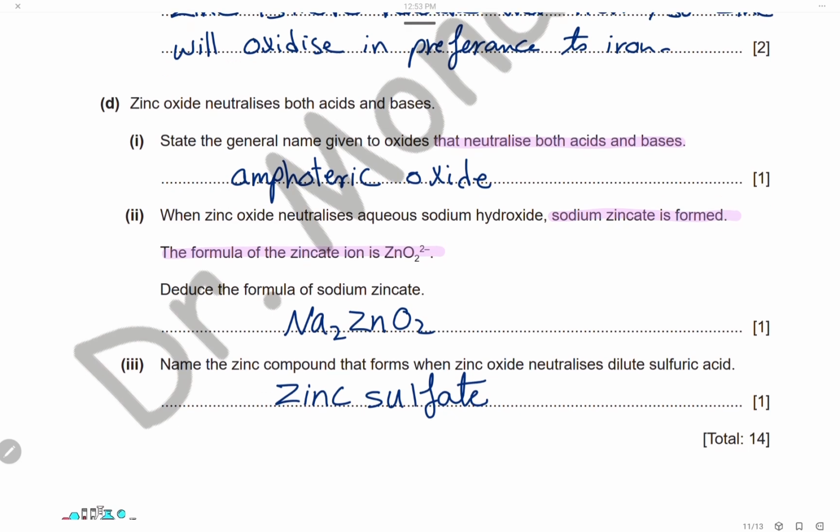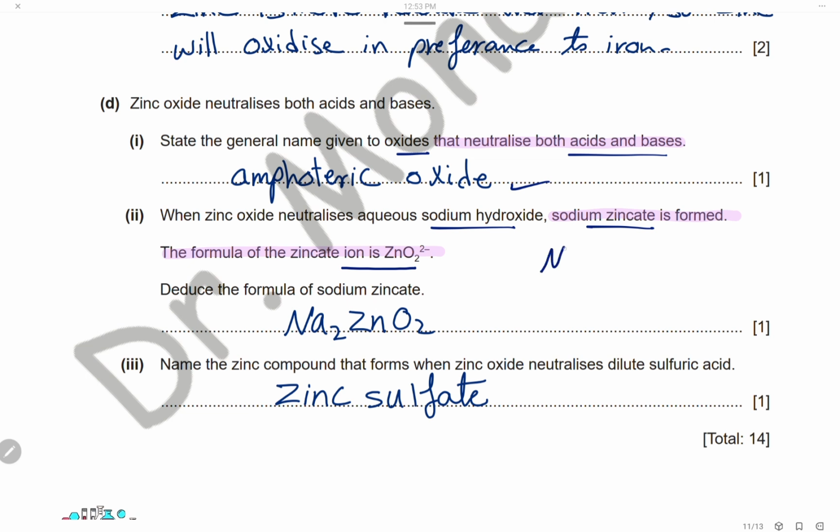Zinc oxide neutralizes acids and bases. State the general name given to the oxide that neutralizes both acids and bases. Oxides that can react with both acids and bases are called amphoteric oxides. When zinc oxide reacts with sodium hydroxide, it forms the salt sodium zincate. The formula of the zincate ion, which is the negative ion, as we can see, is ZnO2 2-. Deduce the formula of sodium zincate.